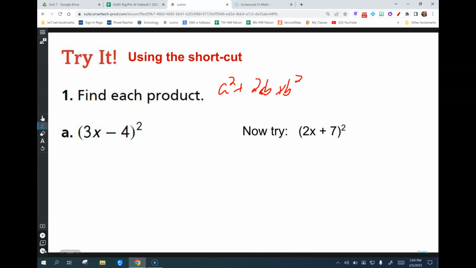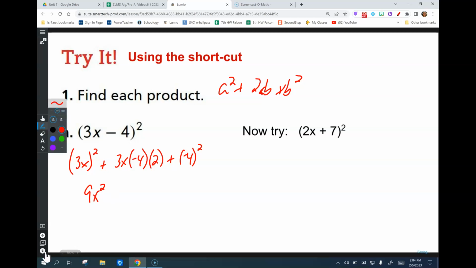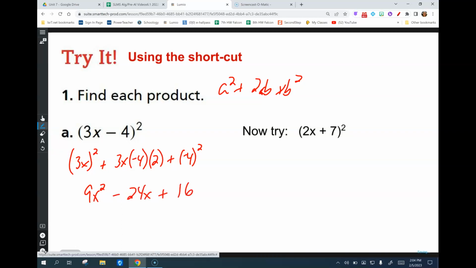So in other words, square the first term. So we're going to take 3x and we're going to square it, plus I take the first term times the second term times 2, plus I square the last term. So I get 9x squared plus 12 times 2. Whoops, that's going to be a minus. So that's 12 times 2. So that's going to be negative 24x plus 16.